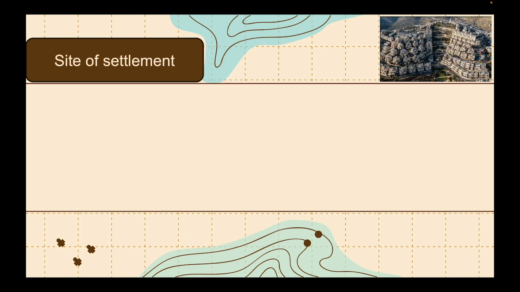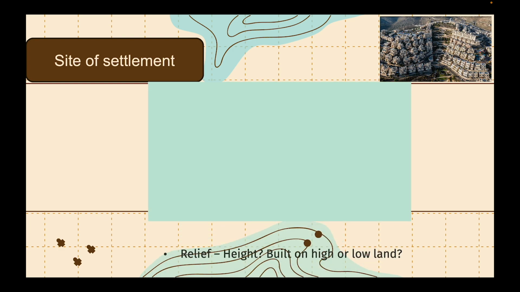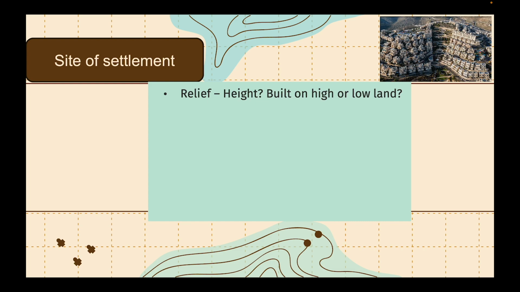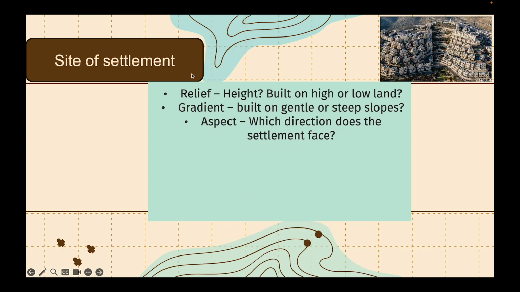Okay, describing the site of the settlement of Beath. That's the question. So what to write when we're describing the site of settlement? Again, relief, built on high or low land. We should know this by now. It's on all the previous questions. Where relief comes gradient: built on gentle or steep slopes. Again, does the gradient vary? Does the relief vary? Aspect.